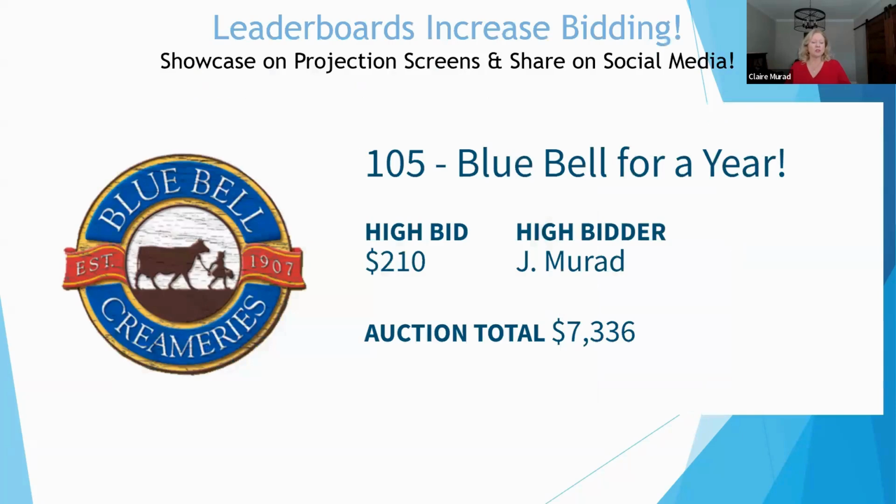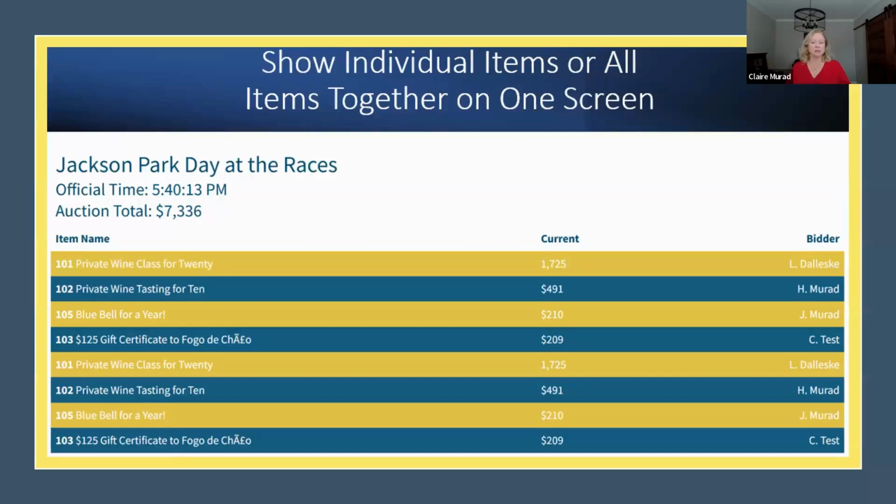And then you also want to make sure that your software has leaderboards built into it for silent auction. You can have leaderboards that just show each item individually, or you can show all of the items in a list. This just helps increase competition and helps remind people when they're at the event, oh yeah, there's a silent auction. I need to go check my items.